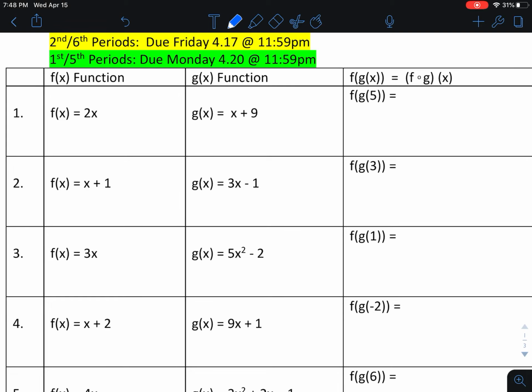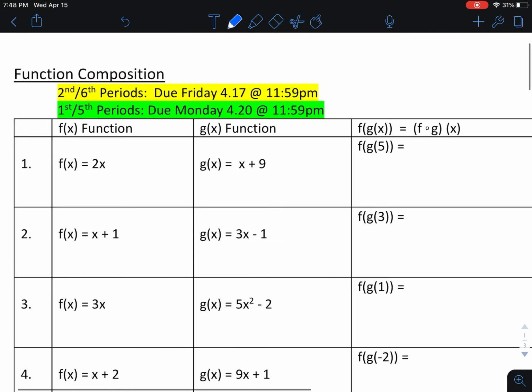If you are second or sixth period, this is due Friday before midnight. If you are first or fifth period, this is due Monday before midnight. Your assignment is always due the day before the next assignment. I don't want you to have two open assignments, so that's why we're doing it this way.